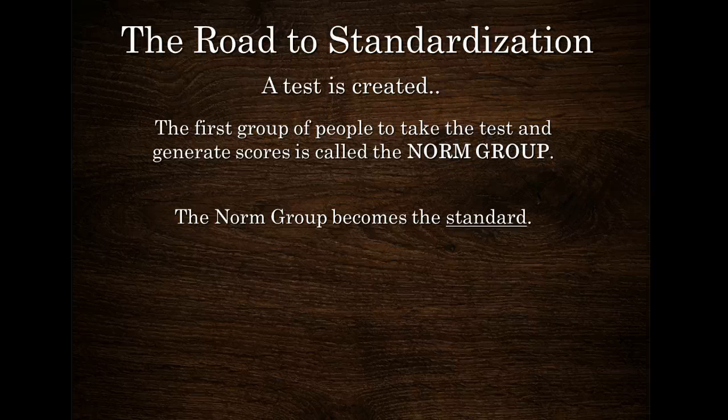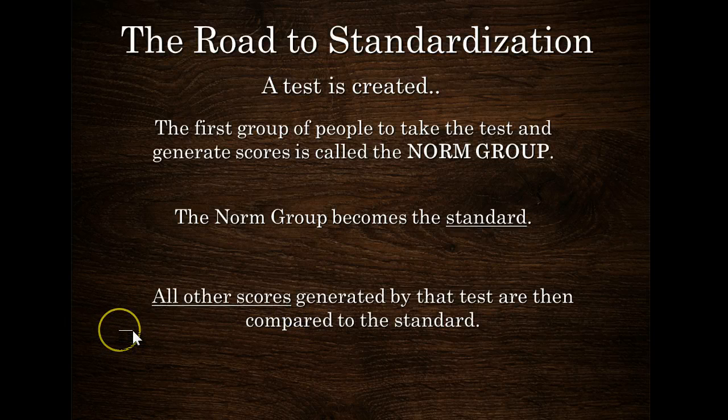And so you get the proportions that represent America, according to them anyway. So the standard. All right, and then every time somebody takes the test, their scores are compared to that standard group. So the test is standardized, and the standard is the norm group, and the norm group is the first group of people to take the exam.